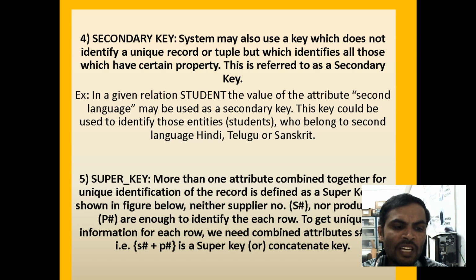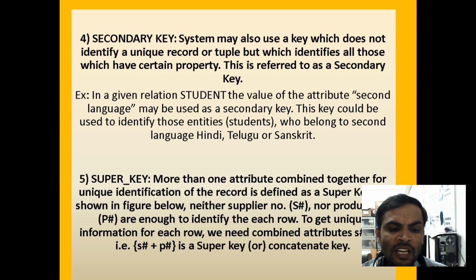Coming to the super key, which is very important. More than one attribute combined together, giving a unique identification of the records, is identified as a super key. Under the table, if you have n number of columns, and from those n columns you identify attributes that give unique identification, those attributes combined together we can call a super key.